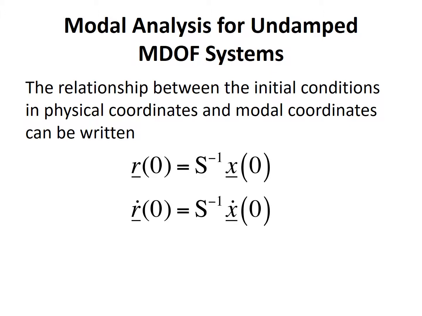The relationship between the initial conditions in x of t and r of t are defined in terms of the inverse of the mass normalized mode shape matrix S. Once the initial conditions in modal coordinates have been obtained, they can be applied to each of the modal solutions to obtain the amplitude and phase of each modal coordinate.